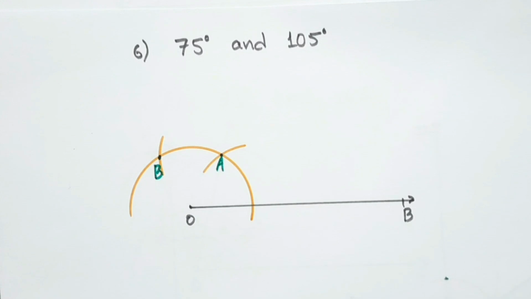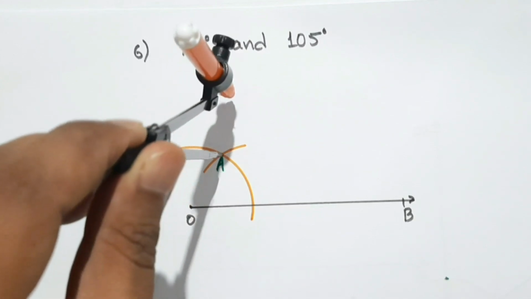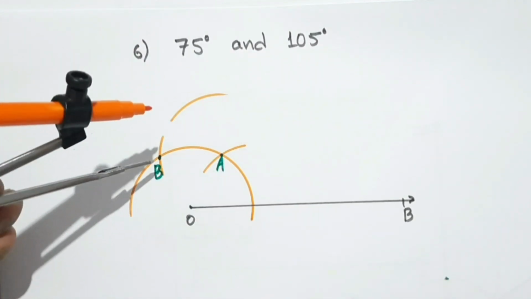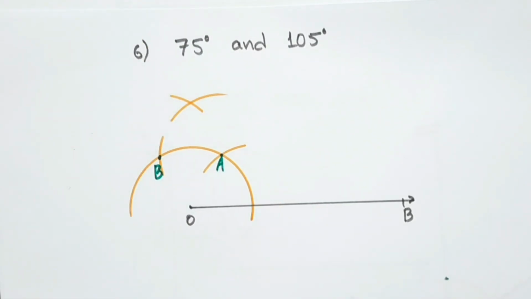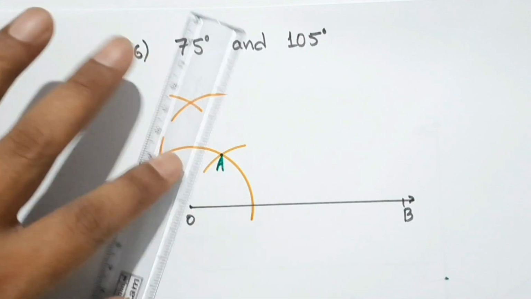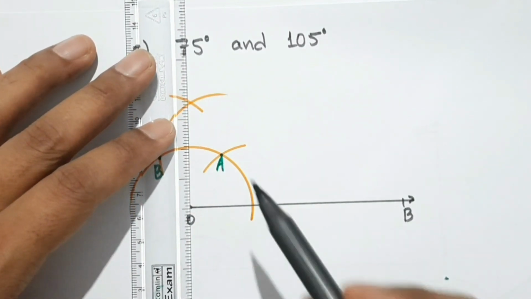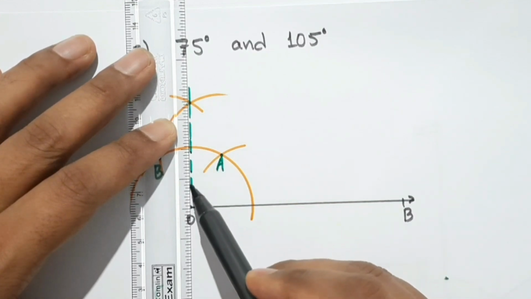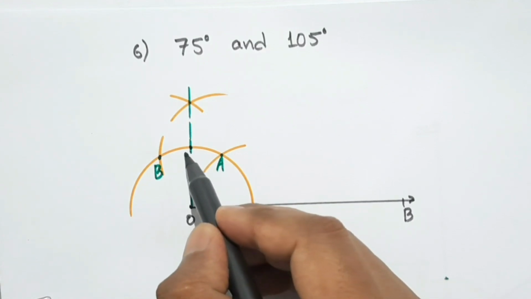First we are constructing the 90-degree angle. I am taking this A as a center and making an arc here. Similarly, taking B as a center, I cut this arc here. So this is our 90-degree angle. I'll draw a dotted line to mark the 90-degree angle. Now I'll mark this point as C.